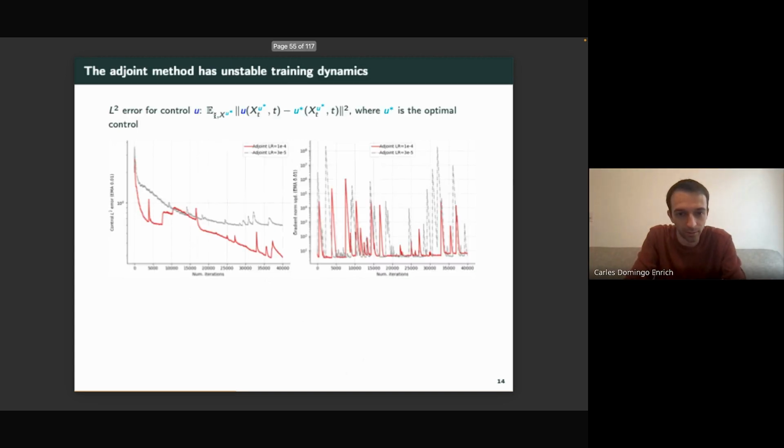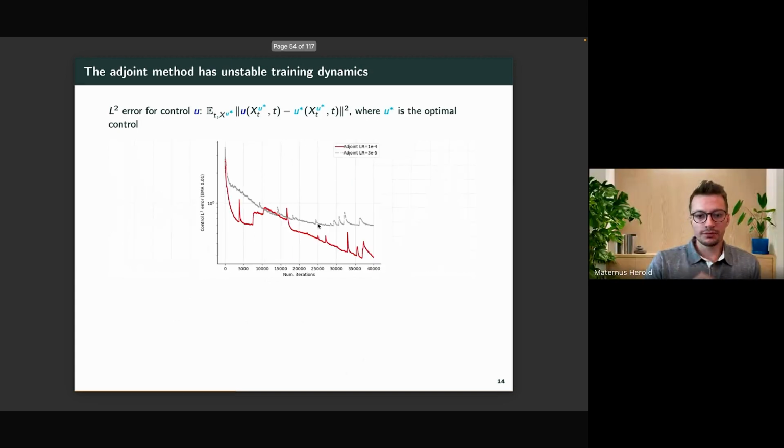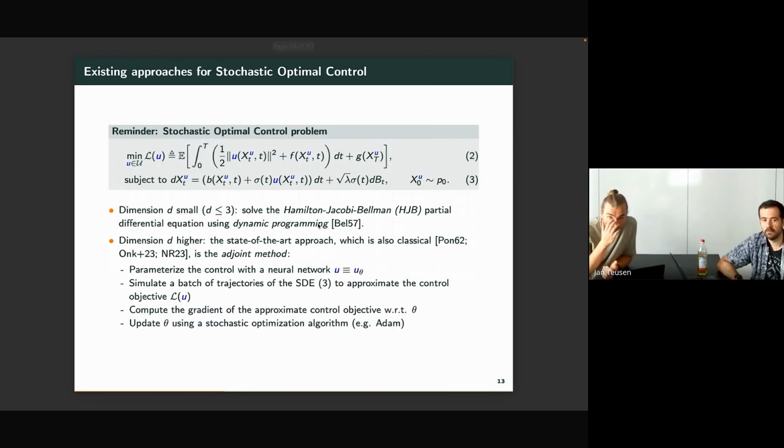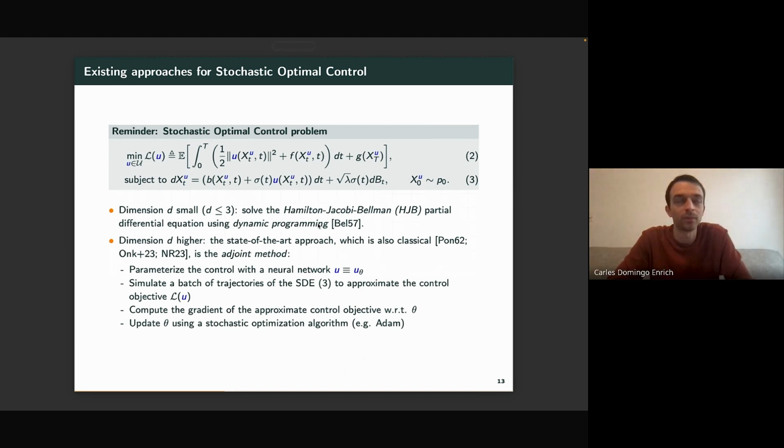Sorry, there's another question. For the previous slide, I was wondering, like you said, we would simulate a batch of trajectories from the SDE, basically our training data set. Yeah, exactly. But then when doing the optimization of theta, for backpropagating, do we also need to solve the SDE? So you solve the SDE to actually simulate the batch of trajectories.